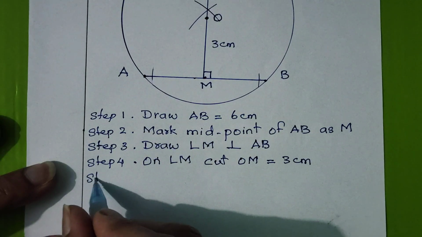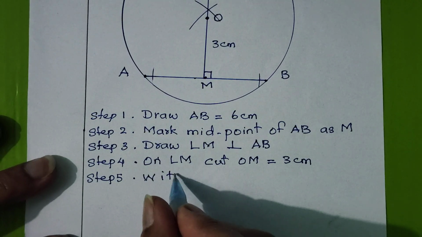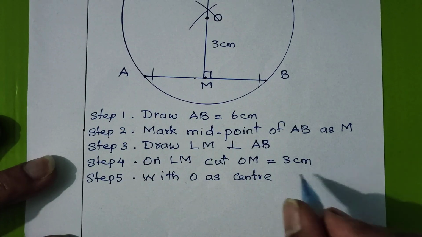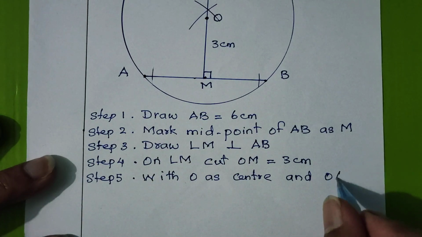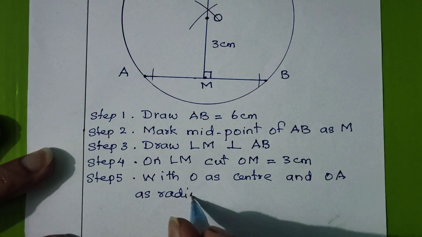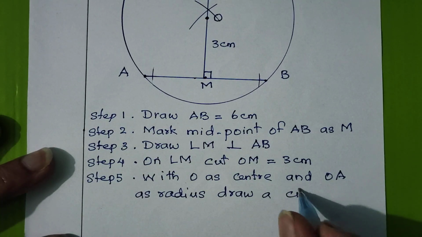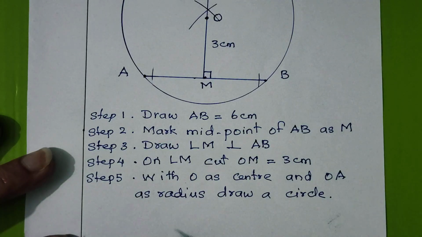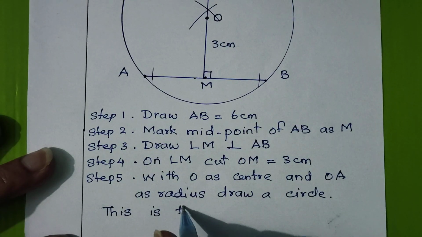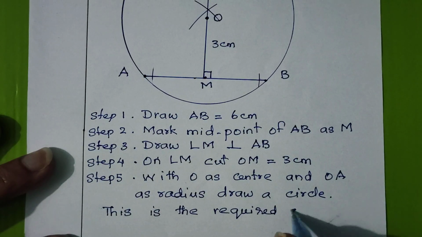Step 5. With O as center, and OA as radius, draw the circle. This is the required circle.